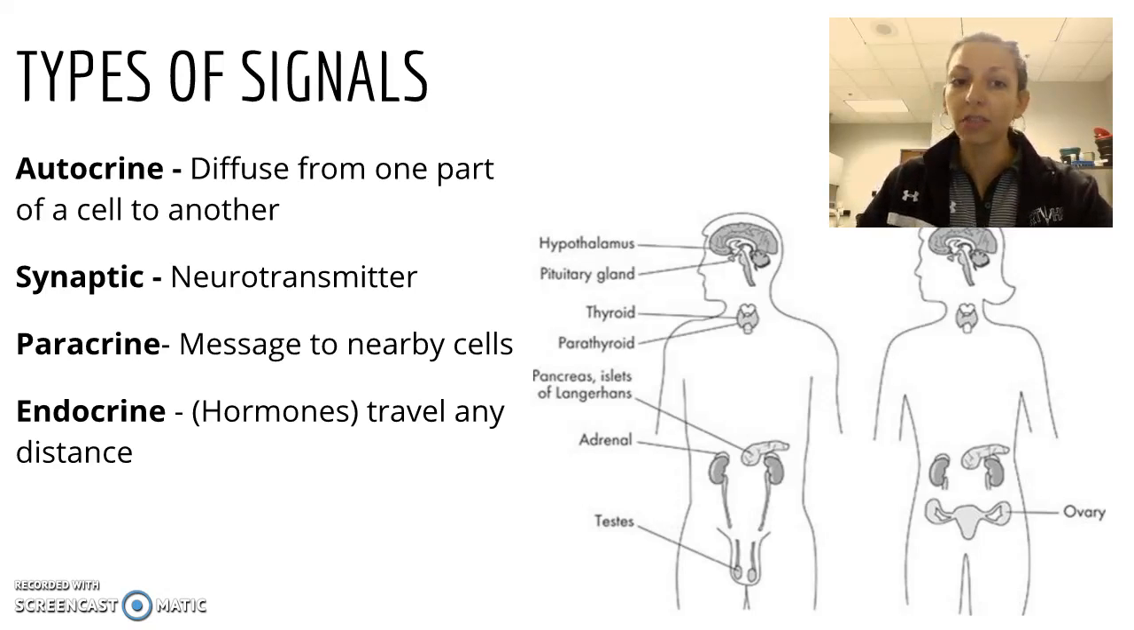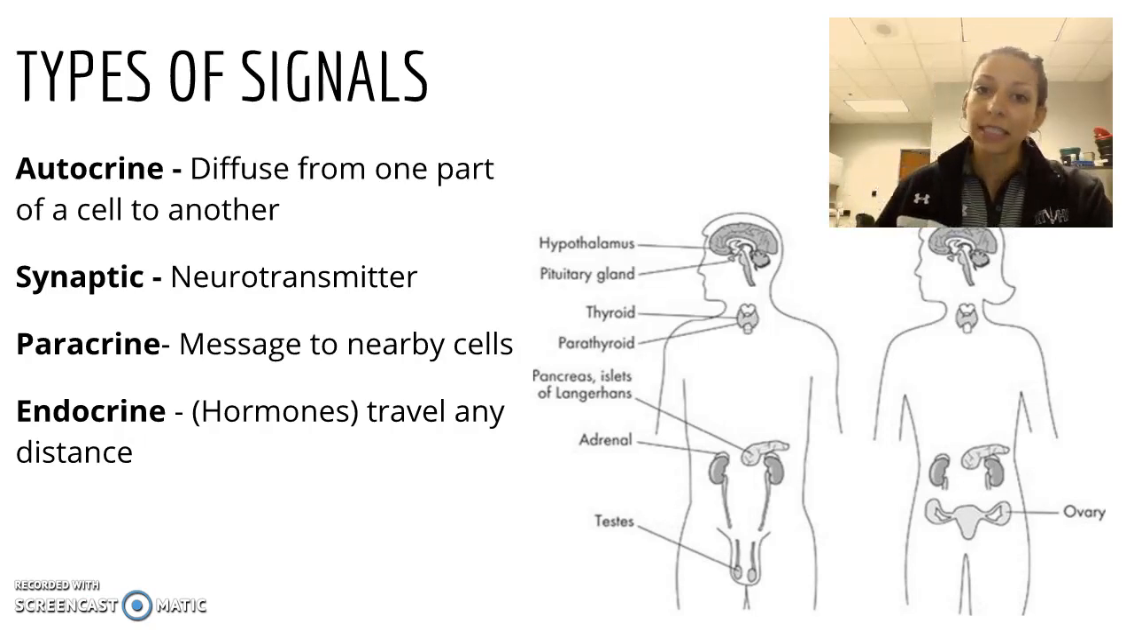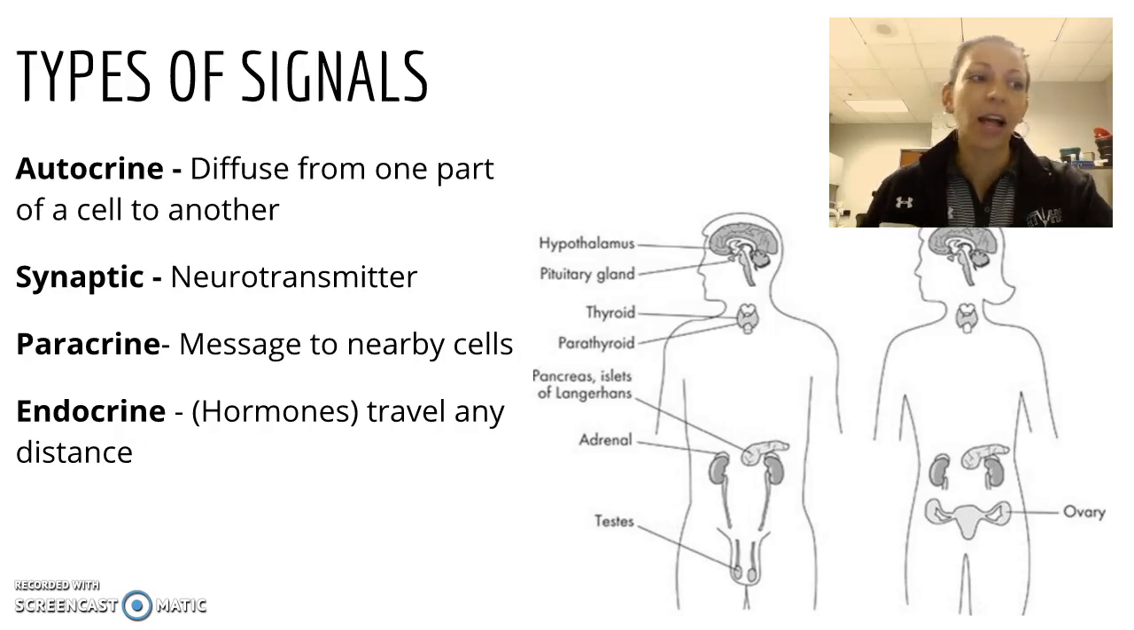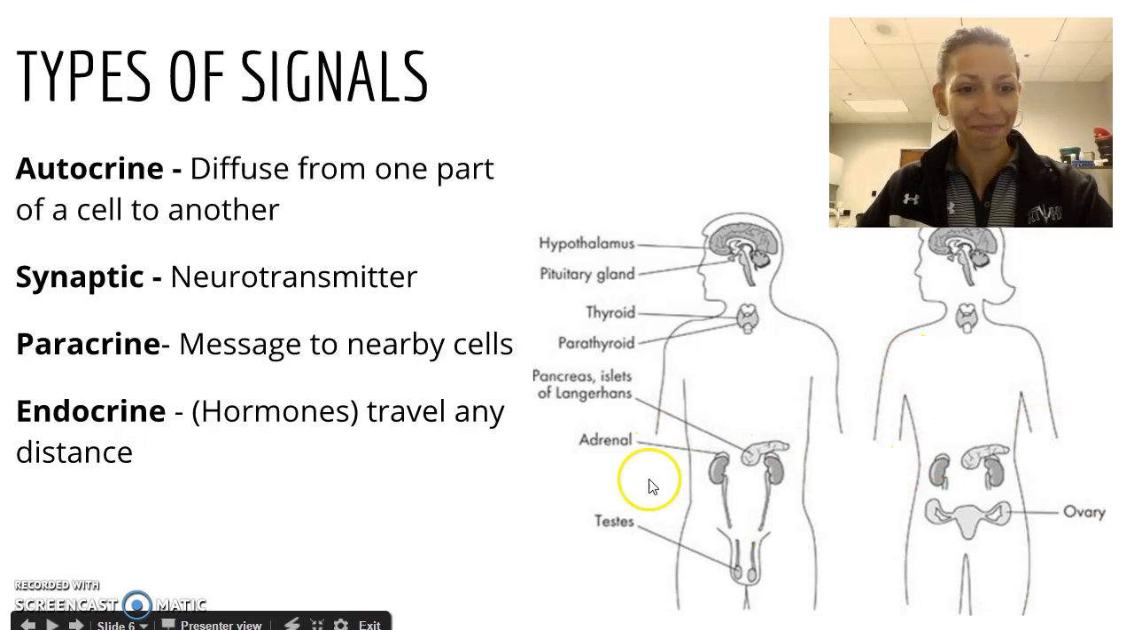We'll talk about that when we talk more about our nervous system. We have paracrine signals, which are messages to nearby cells, and then endocrine signals, which can travel any distance throughout the organism, generally far distances, to get a chemical signal across the body of generally a multicellular organism. So hormones include things like insulin, things like FSH and LH, which are sex hormones. We'll talk more about that. And human growth hormone produced by the pituitary gland.